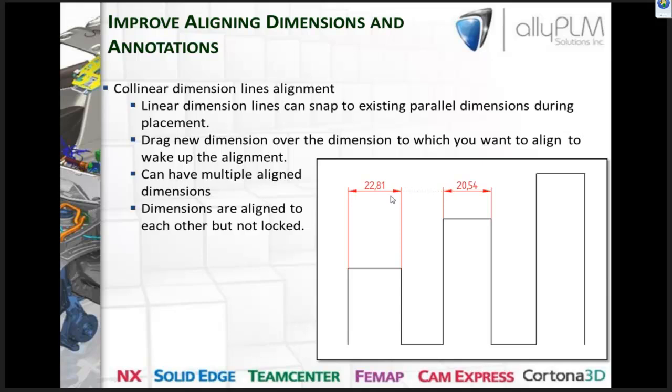The dimensions are aligned, but they are not locked to each other. So if you want to come back and drag the dimension to another location and move it up and down, you can, and it won't bring the other one with it. So I'll show you that. It also works with angles. If you place a couple angular dimensions, they'll become concentric to each other.